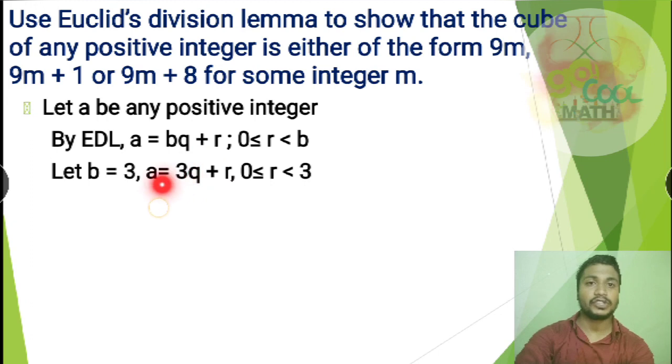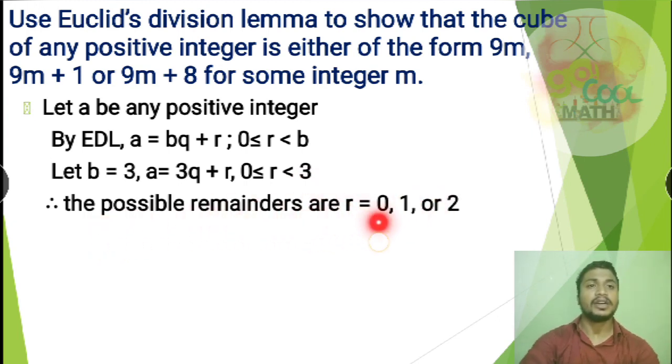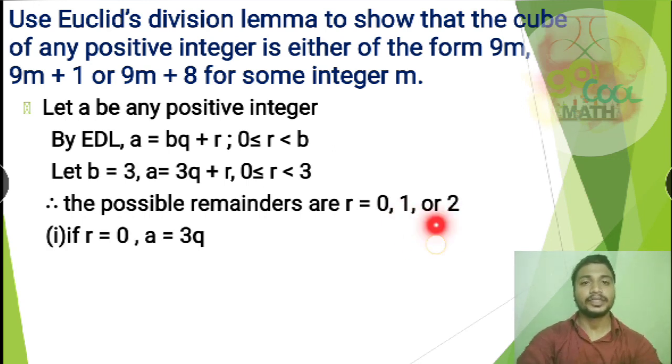Then the lemma equation becomes A is equal to 3q plus R, where 0 is less than or equal to R, and R is less than 3. So the meaning of this condition is the remainder is either equal to 0 or less than 3. That is, the possibilities of remainders are 0, 1 or 2. If R is equal to 0, then the lemma becomes 3q plus 0, which is 3q.